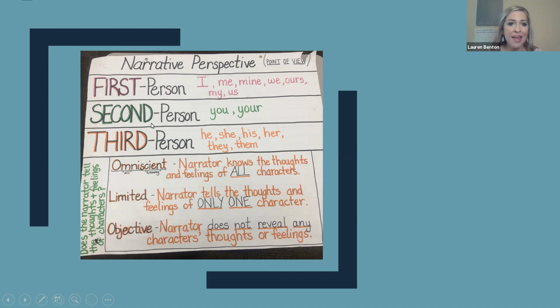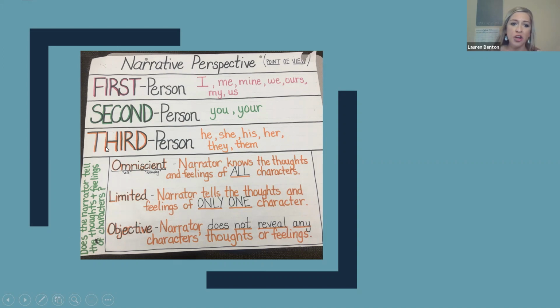Second person is when the narrator is actually talking to the reader. So you'll see pronouns like you, your, those are hints to determine whether it's second person point of view. And then third person is when the narrator is outside the story, just telling about the characters. There are three different types. There's omniscient, limited, and objective.